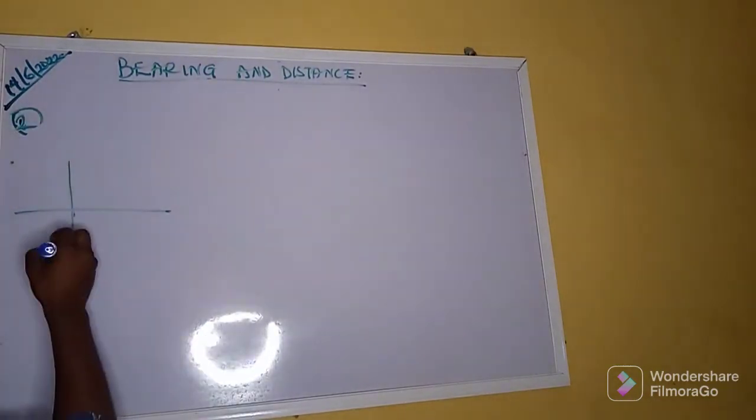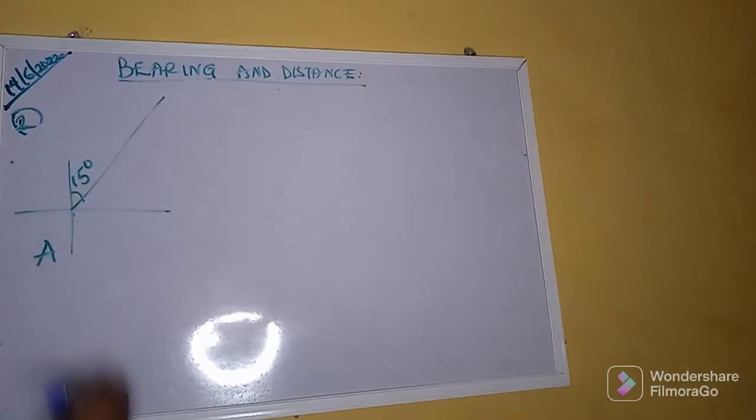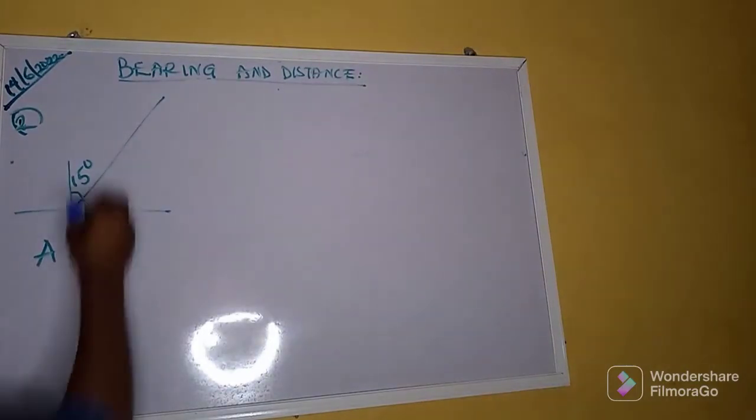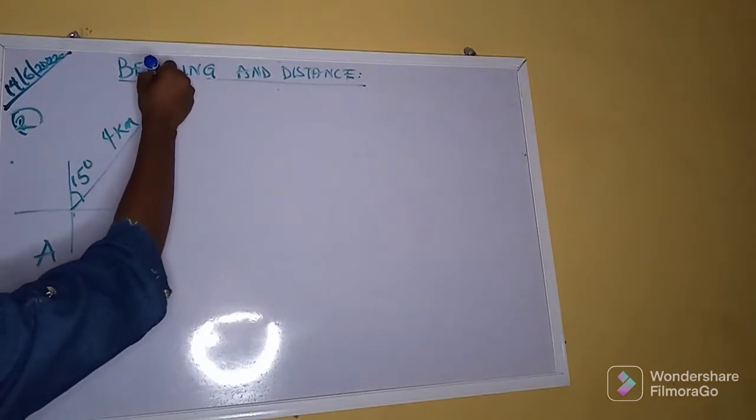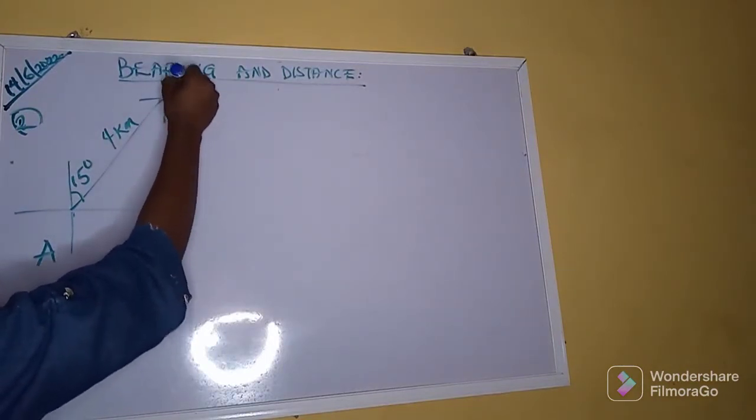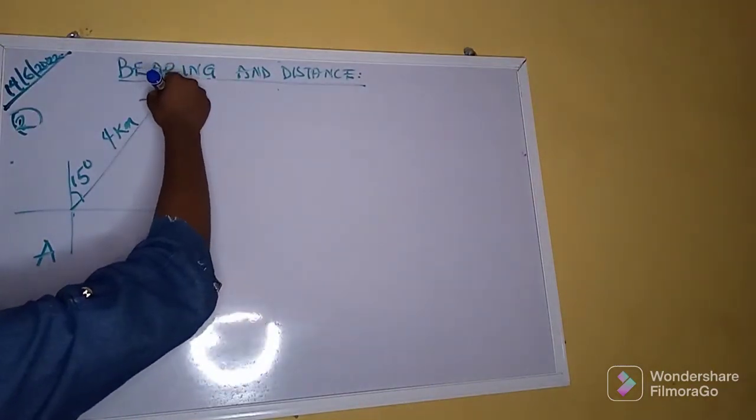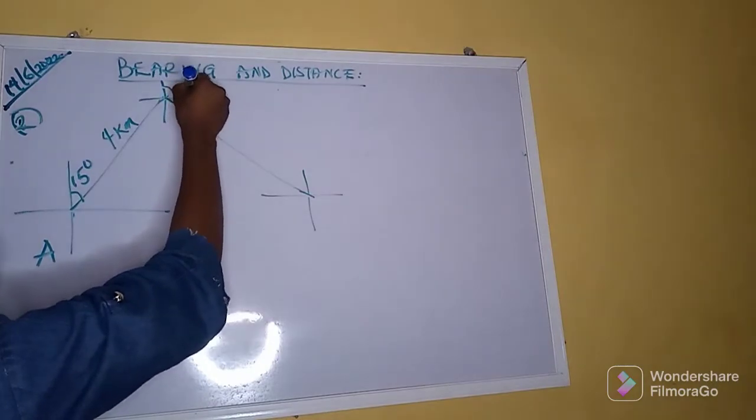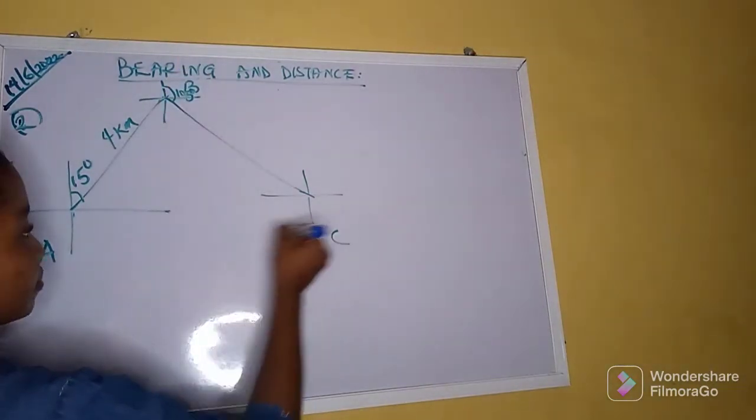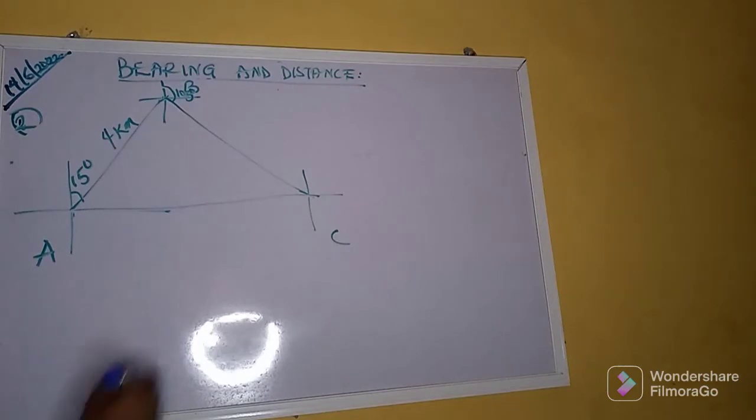Now, this is point A. Talking about 15 degrees, we should have something here, and he walks 4 kilometers on 15 degrees to point B. This is point B. He then walks 6 kilometers on a bearing of 105 to C. I can decide to join the three points together. 6 kilometers.